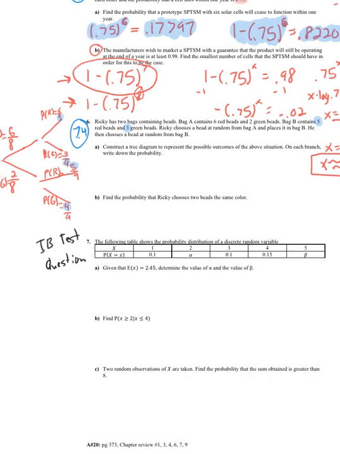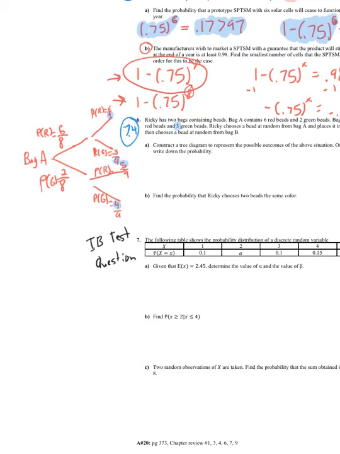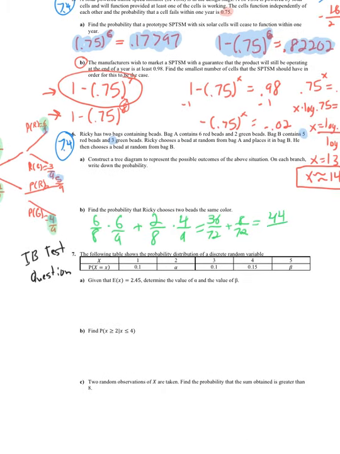And so let's find the probability that he chooses 2 beads of the same color. So the odds of him choosing 2 beads of the same color, 6/8 and 6/9, or 2/8 and 4/9. So we can add those together. So 6/8 times 6/9 plus 2/8 times 4/9. And those are the possibilities that he gets the same color. So 36/72 plus 8/72 equals 44/72. And then we can simplify that.